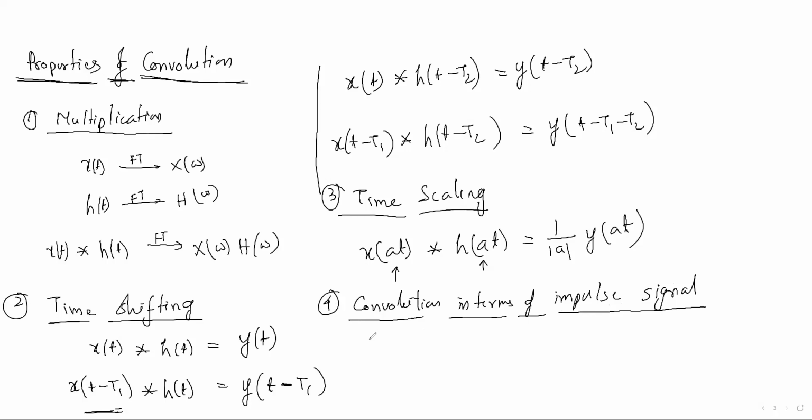What I want to say, if any signal x of t is convolved with delta t, this delta t is the impulse signal. Impulse signal means it exists only for t equal to 0, and it shows 0 amplitude for all other t not equal to 0. If you convolve any signal x of t with the impulse signal, then a similar signal can be seen at the output.